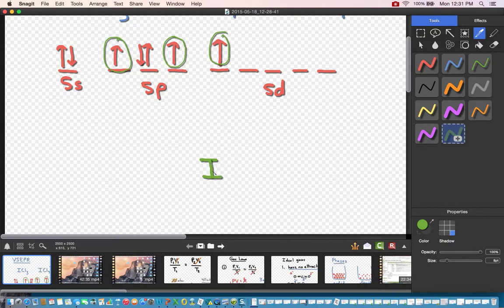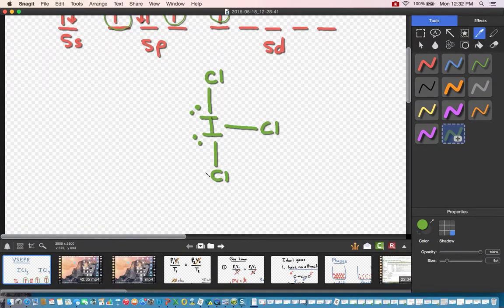iodine has 2 lone pairs, 1, 2, and it's making 3 bonds, 1, 2, 3. Now I'm tipping my hand because I know that this is a T-shaped molecule. So I'm going to explain how I know this geometry in just a moment. Each chlorine is going to have 3 lone pairs. Its ground state electron configuration is going to look just like that of iodine before I promoted electrons.